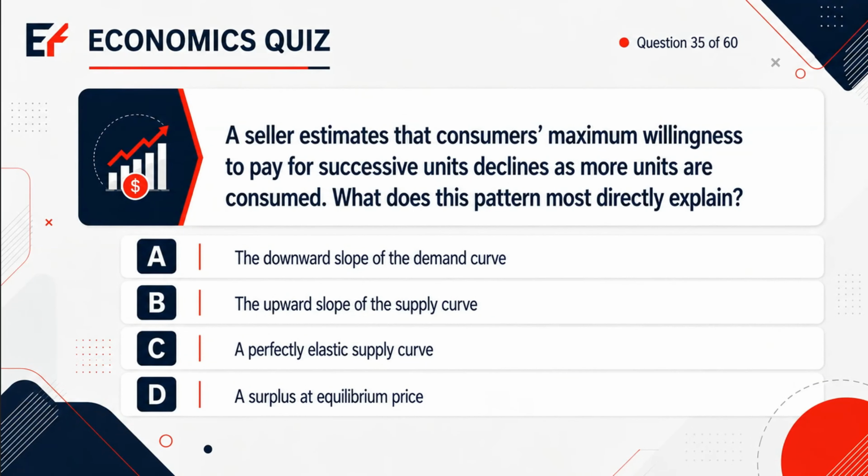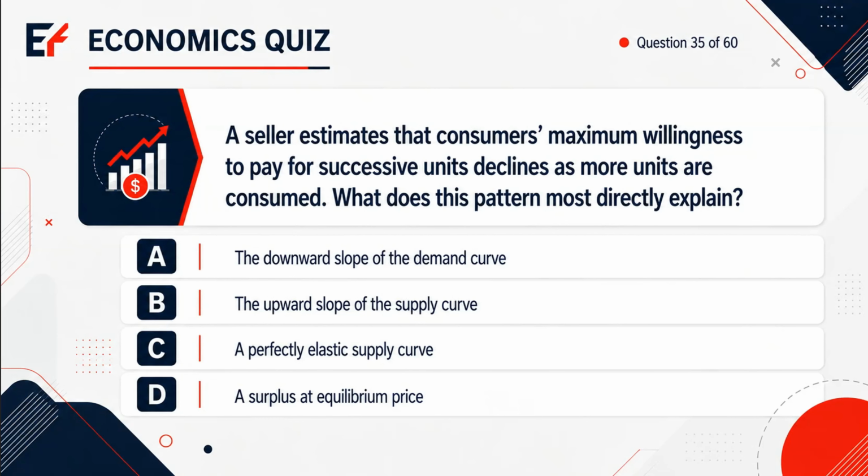Question 35. A seller estimates that consumers' maximum willingness to pay for successive units declines as more units are consumed. What does this pattern most directly explain? A, the downward slope of the demand curve. B, the upward slope of the supply curve. C, a perfectly elastic supply curve. D, a surplus at equilibrium price. The correct answer is A.